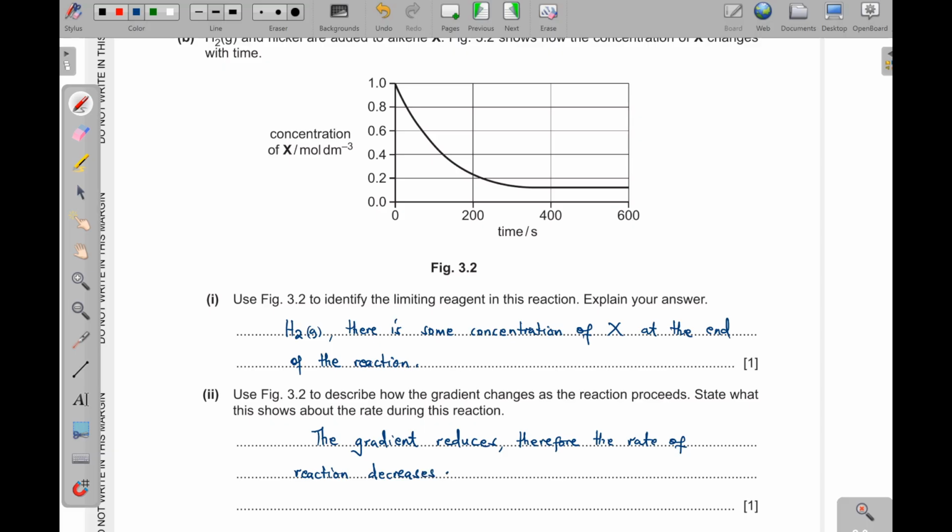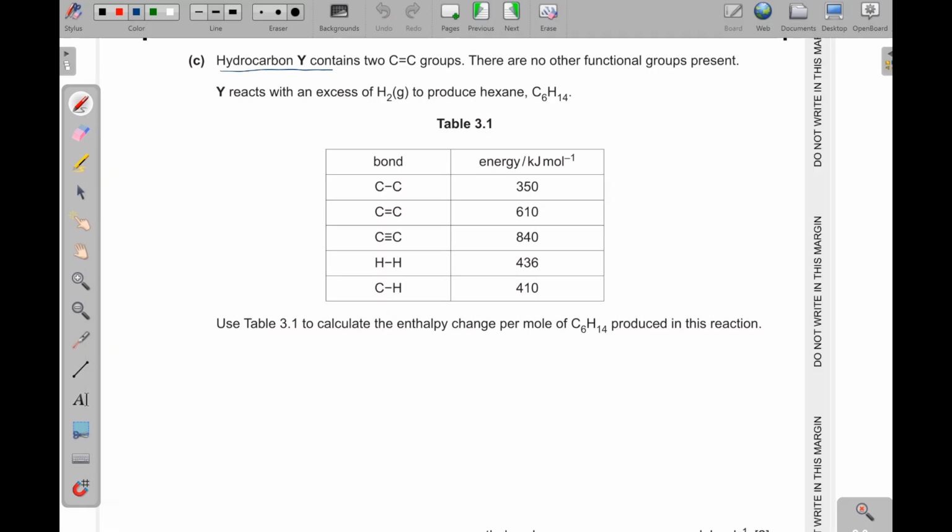As simple as that. Part C, hydrocarbon Y contains carbon-to-carbon double bonds. Okay, there are two of them. There are no other functional groups present. Hydrocarbon Y reacts with excess hydrogen gas to produce hexane. Then they are saying use this table to calculate the enthalpy change per mole of hexane produced in this reaction.